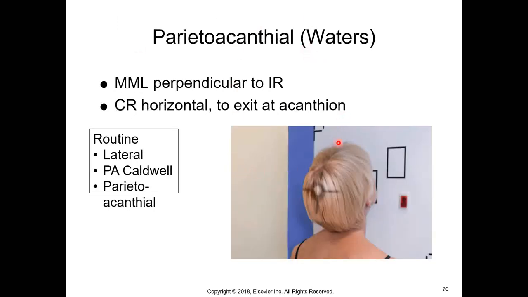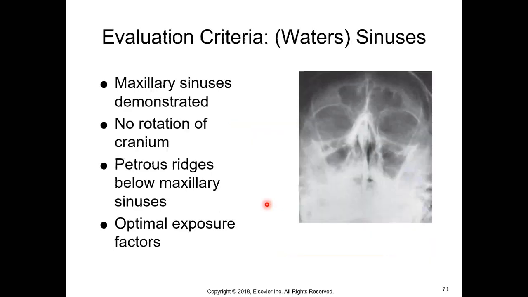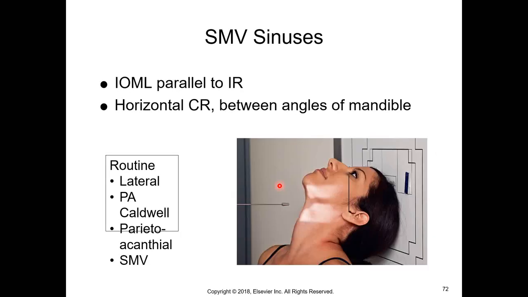And then here's your Waters. Again, head above water, your mentomeatal line is perpendicular to the image receptor. It's going to exit the acanthion, no different than any of the other Waters that you've been doing. This is what it looks like. So you can see the maxillary sinuses well, and the petrous ridges are just in the lower third of the maxillary sinuses so that you can see them nice and open. Here's your nasal septum here, your frontal sinuses, your orbits. Lovely.